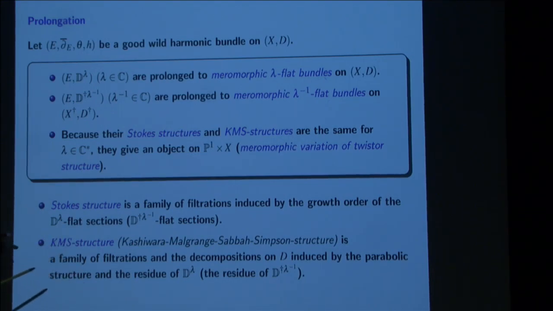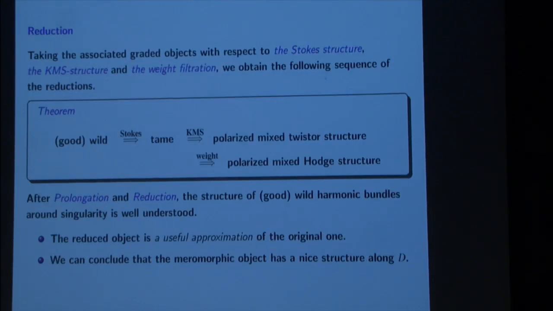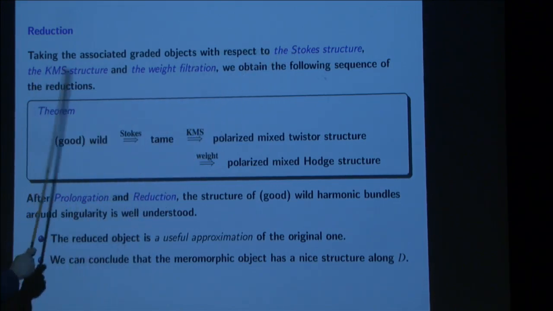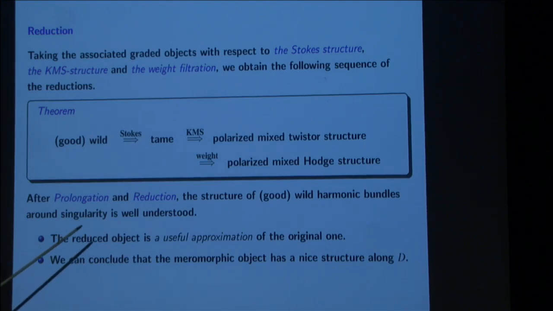But if we take the associated graded object, then we can glue them and obtain the global graded object. And we have something similar for KMS structures. So we have some reductions from the original one with respect to the Stokes structure or KMS structures. Taking the associated graded object with respect to the Stokes structure and the KMS structures, the structure of a wild harmonic bundle is much simplified from the original one, but it gives a very nice approximation of the original object.